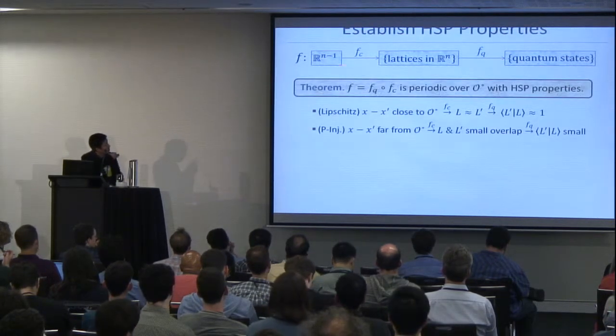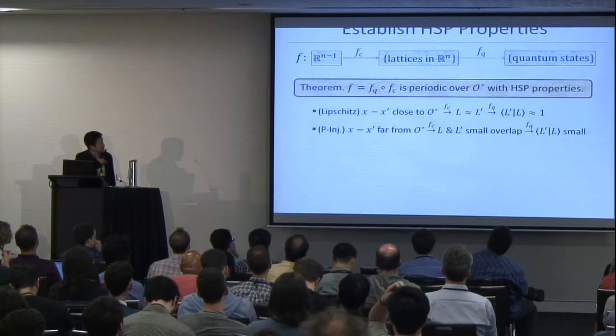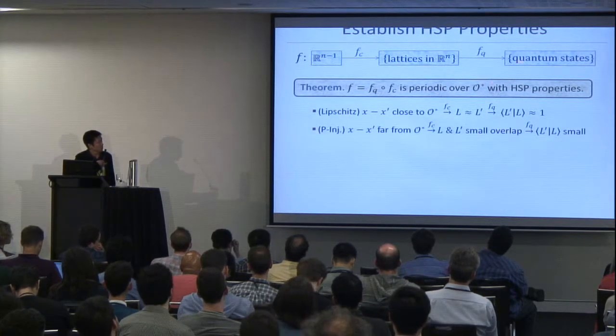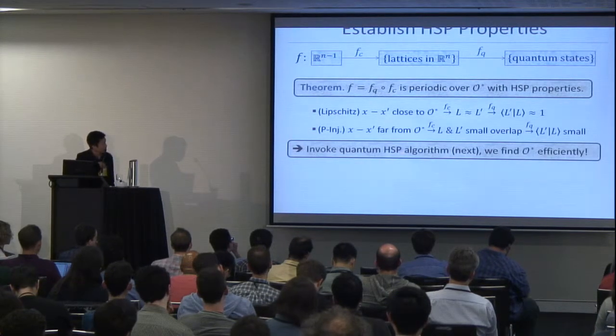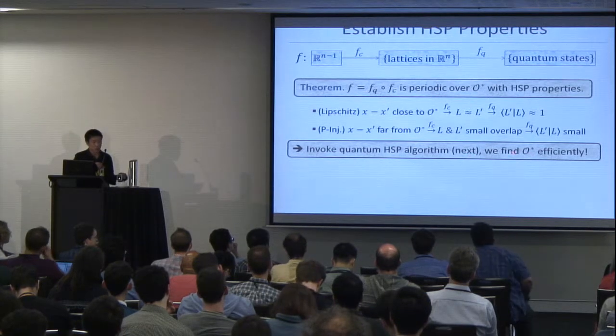So now we can obtain our HSP function. I claim that FQ composed with FC will be periodic over the unit group, and it satisfies our HSP conditions. And by invoking our quantum HSP algorithm, which I'll describe next, we can compute the unit group efficiently.